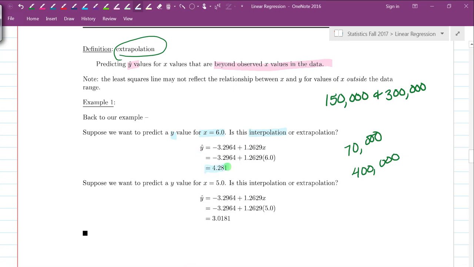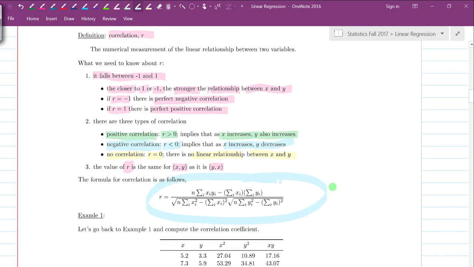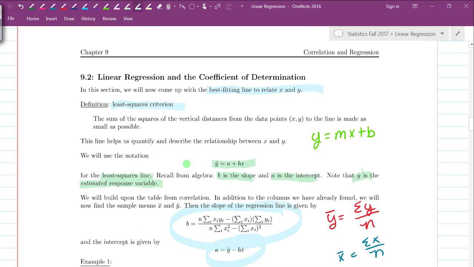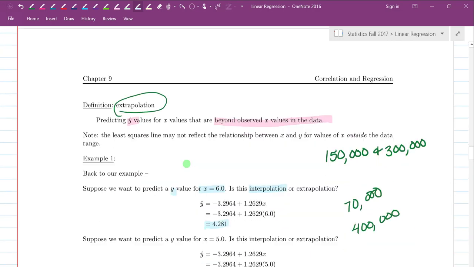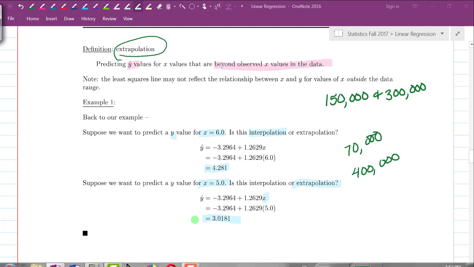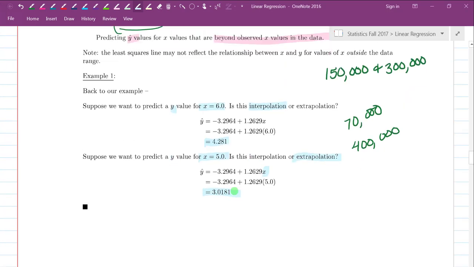Suppose we want to predict y when x is equal to 5.0. Is this an interpolation or an extrapolation? Well, let's go back up and look. I think it's an extrapolation, because we have a 5.2, a 5.9, and a 5.5, but we don't have anything smaller than that. So that's outside our sample, so that is an extrapolation. But we plug it in. We'll plug in x equals 5 for my x right there, run it through our calculator, and we get 3.0181. Okay, and that is the end.